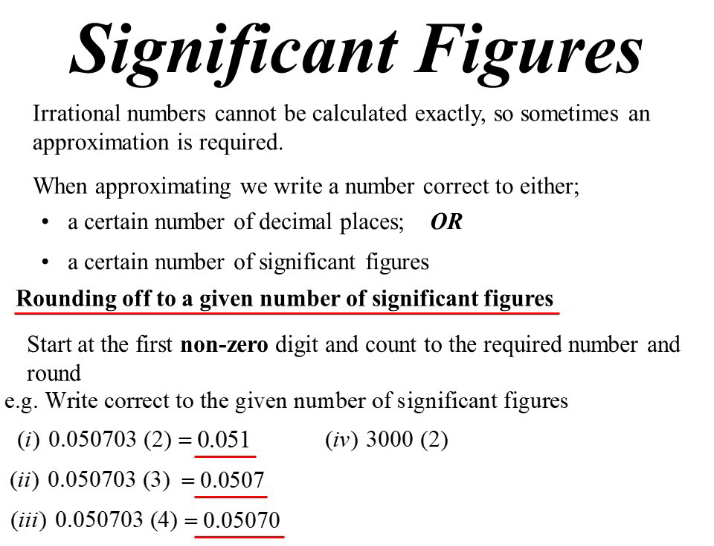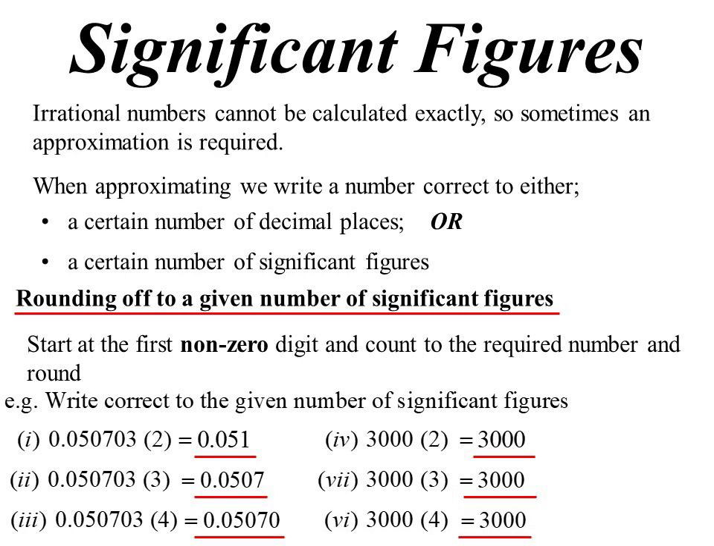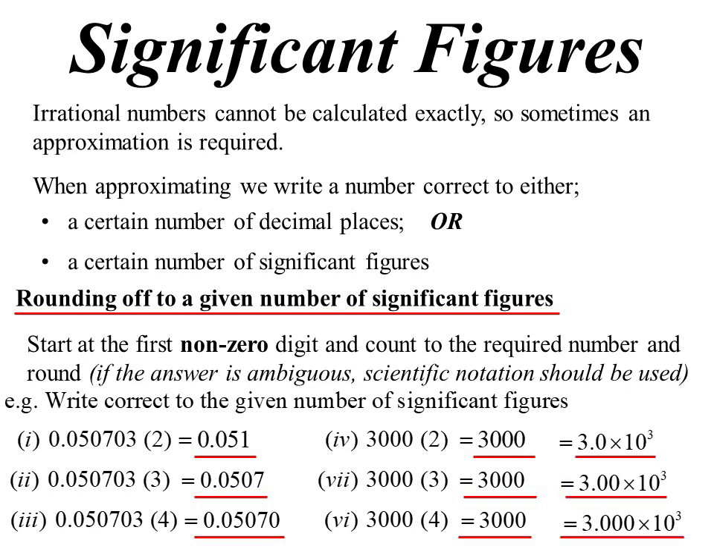3,000 to 2 significant figures. This one's interesting. Okay, so we go 3, 0, next one 0. Oh, so it's 3,000. To 3 significant figures. Oh, 3, 0, 0. So oh, it's 3,000. To 4 significant figures. 3, 0, 0. Oh, it's 3,000. They're all the same. That's why we have scientific notation. Because when you're talking about whole numbers like that, it's really hard to tell how many significant figures it has. But if it's in scientific notation, you can express it so you can let people know exactly how many significant figures it has. So if it is ambiguous, like these last 3, that's when you should use scientific notation if you're talking about significant figures.